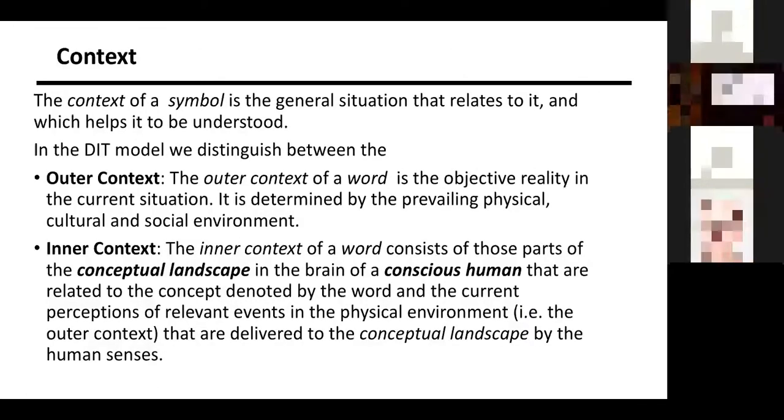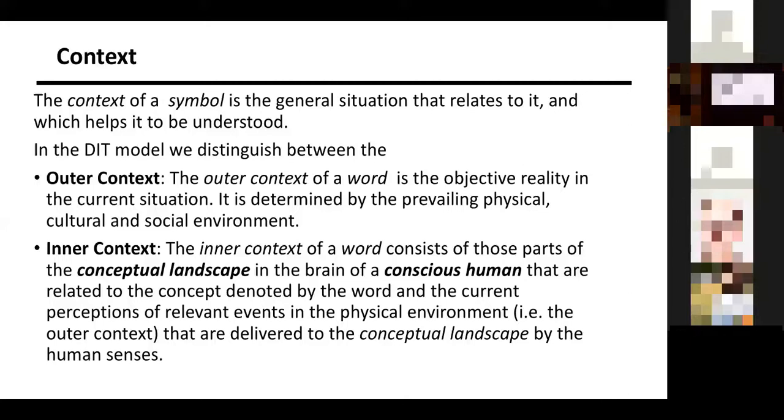And this brings us to the issue of context. In the DRT model, we distinguish between 2 types of context. Outer context, that's the context in the community that interacts: language, culture, sociology, all of this is part of our outer context, time, weather, climate, and so on. It's the prevailing physical, cultural, and social environment. That's the outer context. And then we have an inner context, and that's in our head.